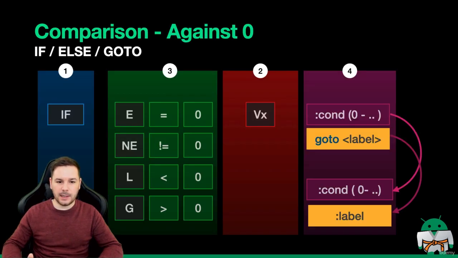This is our, let's say, schema on this. We've got an if statement, then the comparison, our register, and the two jump conditions. One is our condition, which is directly after this if statement, if the statement is true. And then we also got those GOTOs.